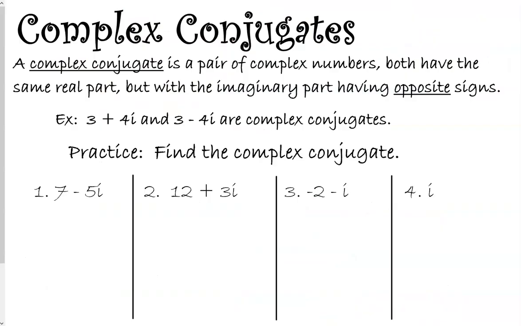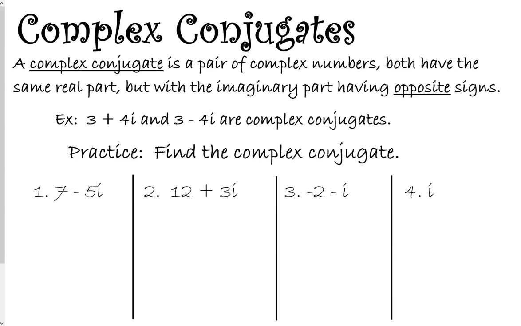Okay. We cannot use a complex conjugate, though, until we know what it is. So a complex conjugate is a pair of complex numbers. Both have the same real part, but with the imaginary part having opposite signs. So an example would be 3 plus 4i and 3 minus 4i. Those are complex conjugates. They both have a real number of 3, but their imaginary pieces, one of them has a positive 4i, the other has a negative 4i. So that's what makes it a complex conjugate.